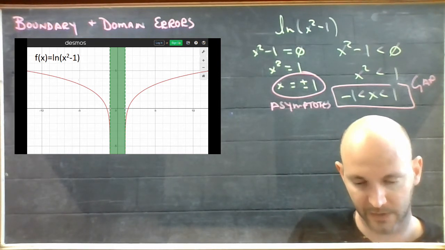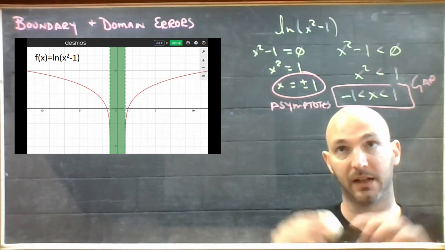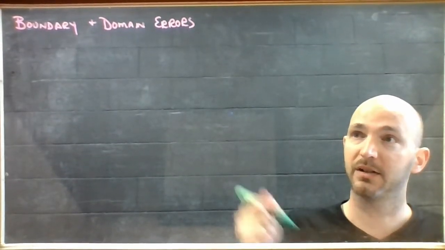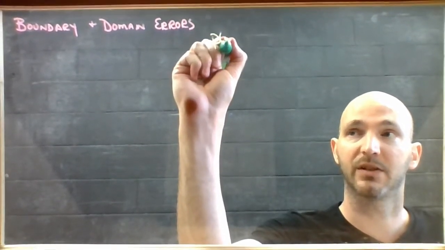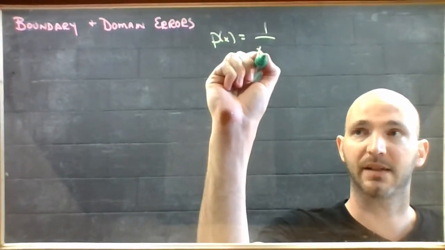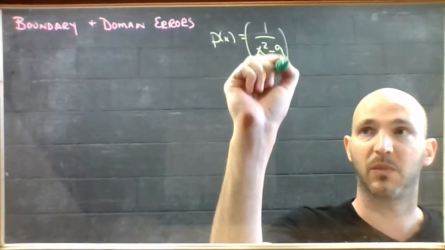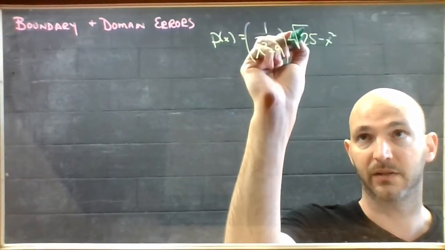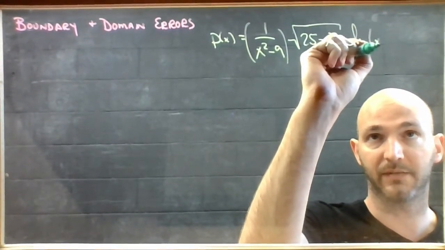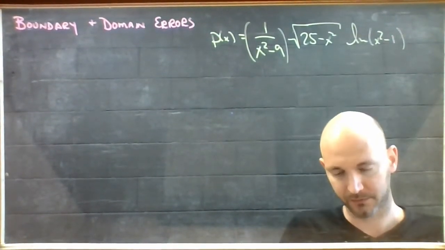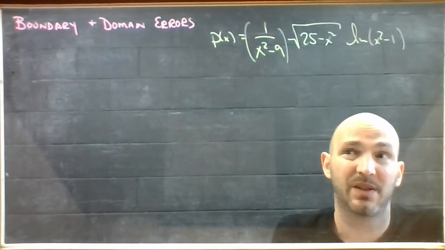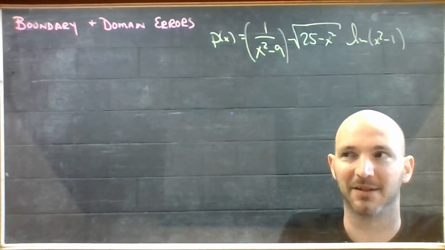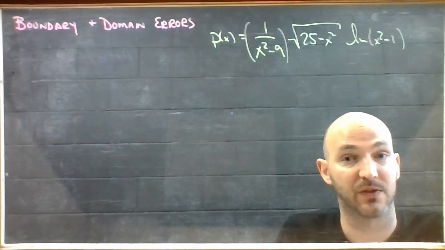So the last one we're going to do then, I'm going to clean this all off and I'll throw up a function that has all these pieces put together. So I'm going to put up there p as a function of x is 1 over x squared minus 9 multiplied by the square root of 25 minus x squared multiplied by the ln of x squared minus 1. So we did each of these pieces individually, but I'm going to put this function up into my magic square in a minute, and we'll see if all the features manifest.